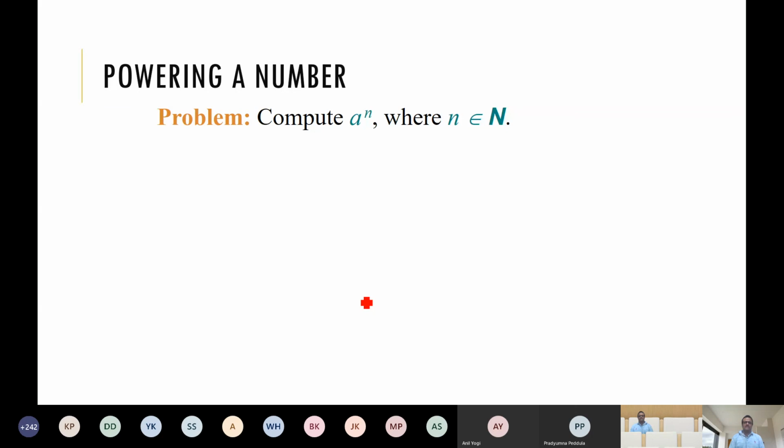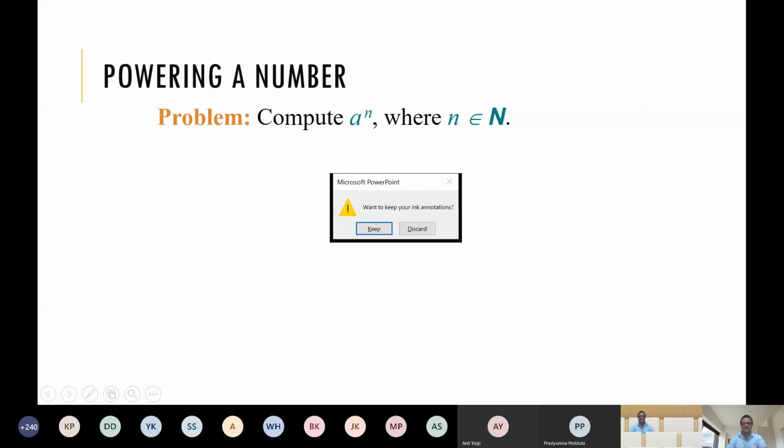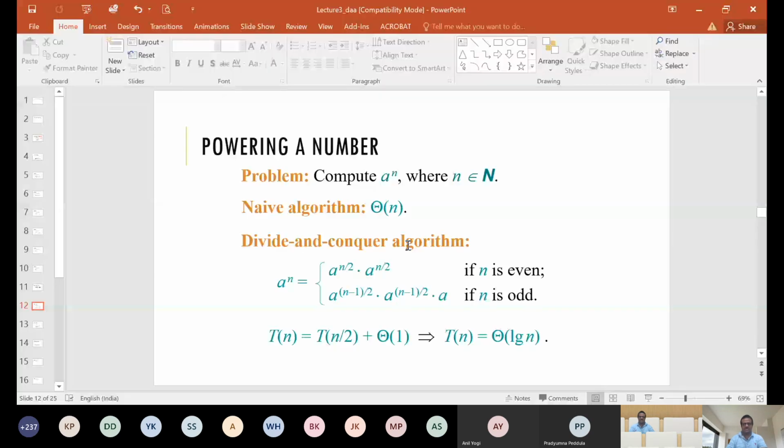We will look at other known problems, like powering a number: how to find 2 to the power 1000, or in general a to the power n. We'll see how we can solve those with the help of the divide and conquer technique. We will see matrix multiplication, where we will discuss Strassen's algorithm. Those things we will discuss tomorrow. Then we will also start another sorting algorithm, quick sort, which is also a divide and conquer technique.